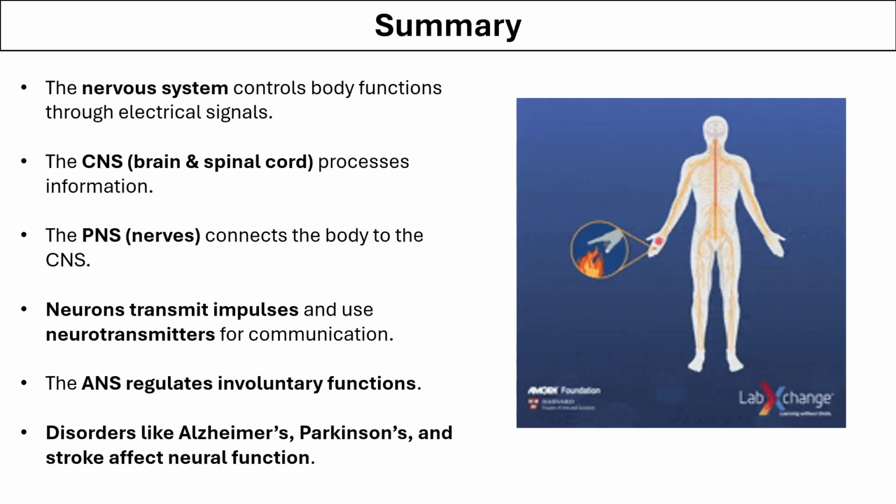So today we learned about the nervous system, what the components or main cells of the nervous system are, and how an impulse is transmitted. What are the parts of the central nervous system and peripheral nervous system, and we also learned how our body deals with sympathetic and parasympathetic responses, and what are common disorders of the nervous system.